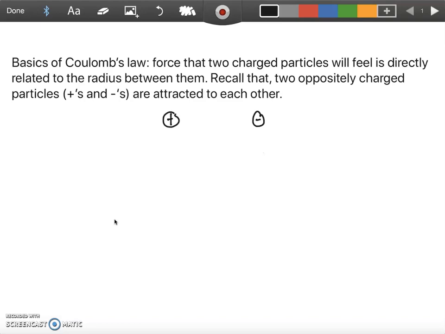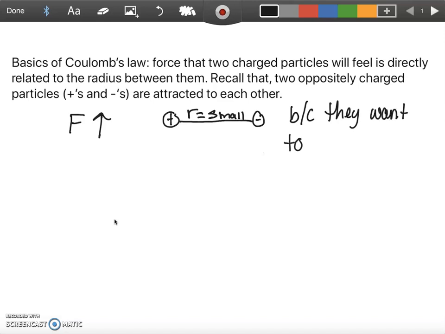Okay? Recall that opposite charges attract each other, and according to Coulomb's law, if the distance or radius is very small between those two oppositely charged particles, they will experience the greatest force of attraction. Okay? This is because they want to be close to each other, because they're attracted.